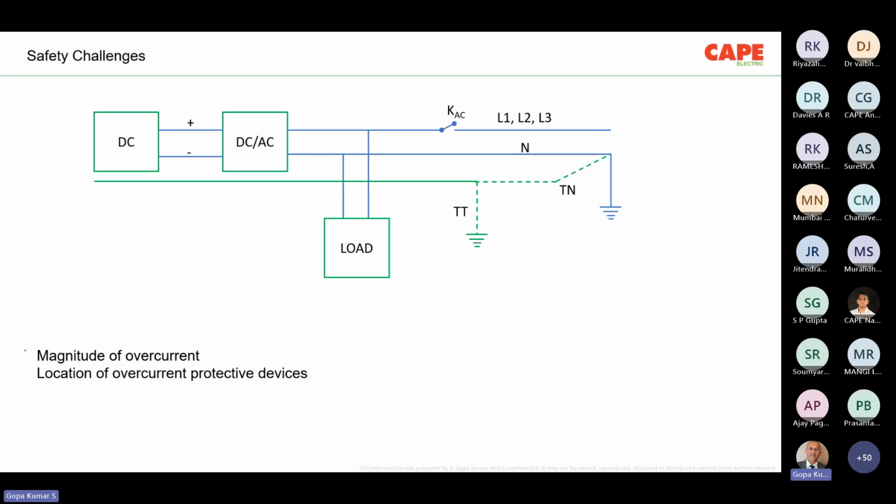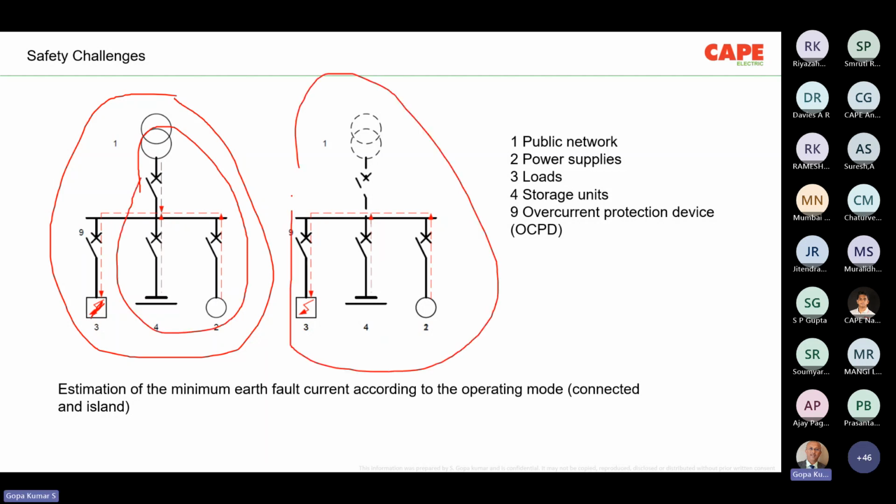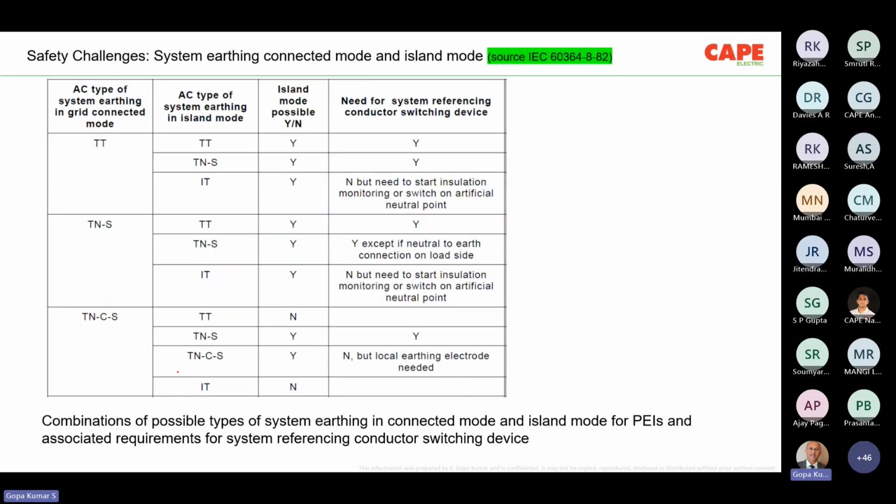Similar with respect to the overcurrent protection, the magnitude of overcurrent and the location of overcurrent protective devices are also important. For example, in this particular case, let us say in condition number 1, the DSO is in connected mode and there is a fault in this particular location. The amount of fault current or the overcurrent, it depends. It is an addition of the current from all the sources. In the second case, the DSO is off. So the amount of fault current may be less because there are only the battery and the solar PV pumping energy into this particular system. So basically, the amount of fault current as well as where to put the overcurrent protective devices are a challenge.